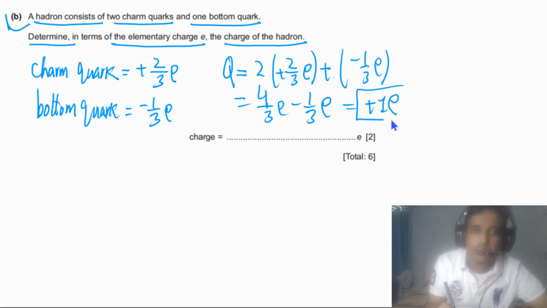So if you have proved this one, you will get 2 marks, and this question has 2 marks.